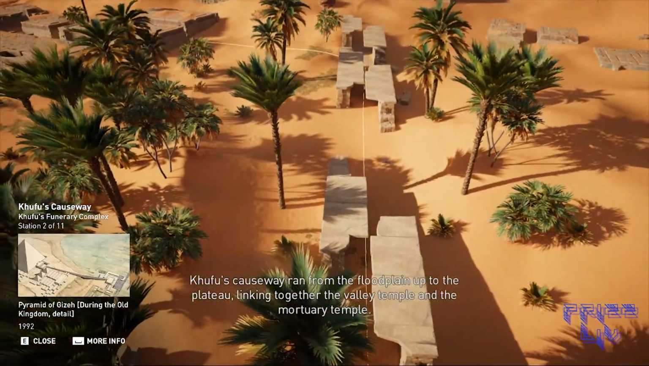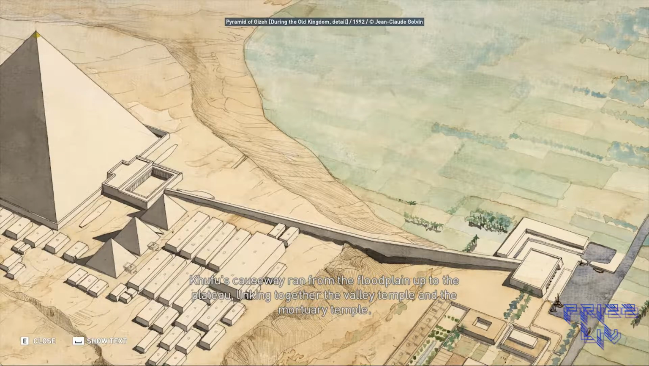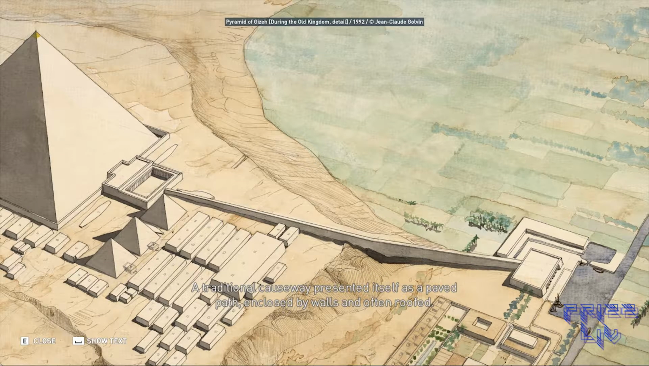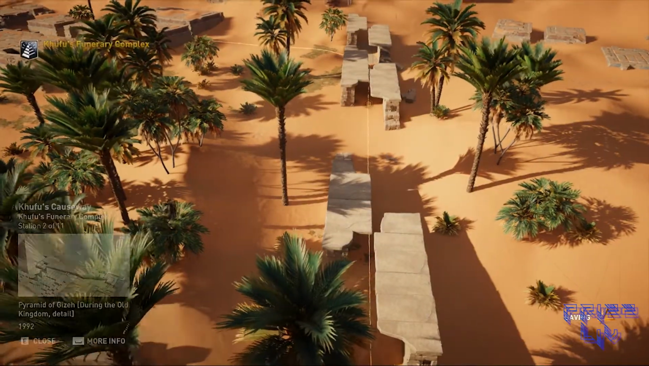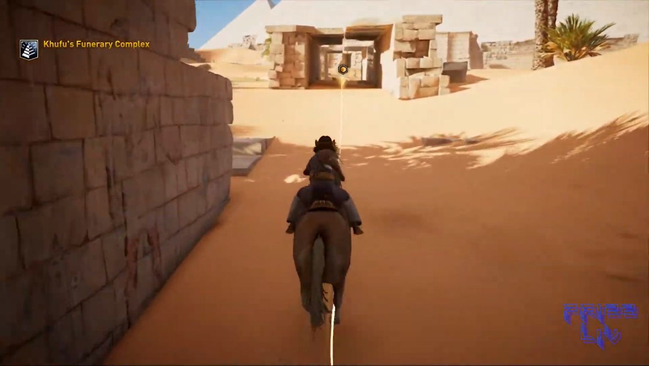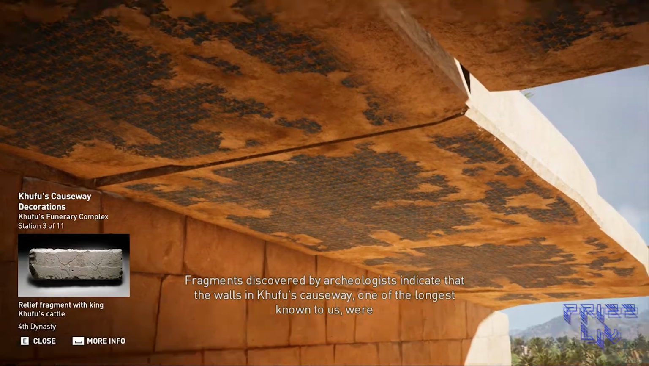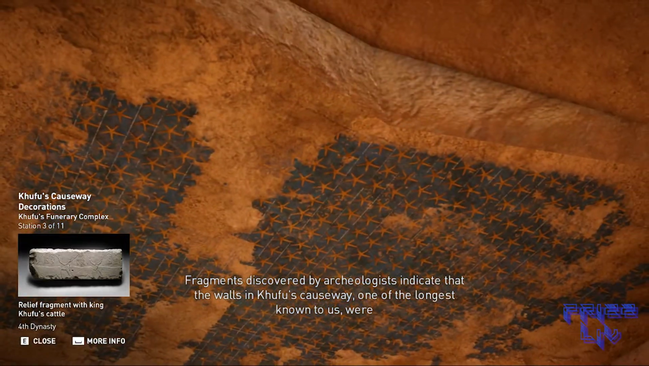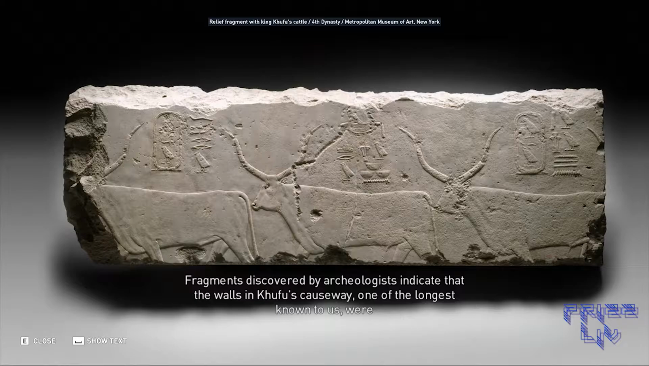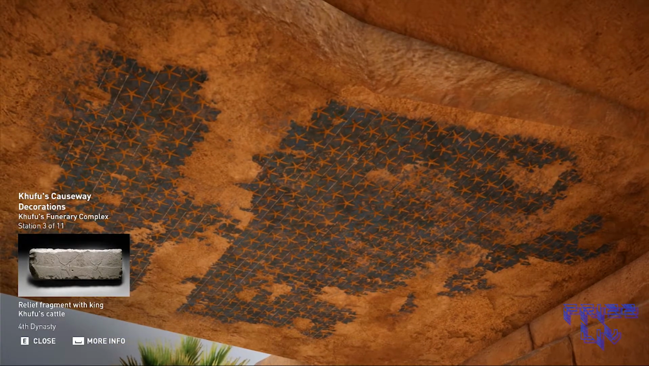Khufu's causeway ran from the floodplain up to the plateau, linking together the Valley Temple and the Mortuary Temple. A traditional causeway presented itself as a paved path, enclosed by walls and often roofed. Fragments discovered by archaeologists indicate that the walls in Khufu's causeway, one of the longest known to us, were decorated with carvings and possibly paint.